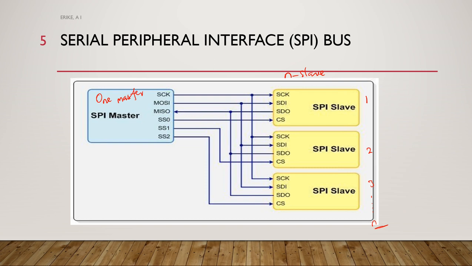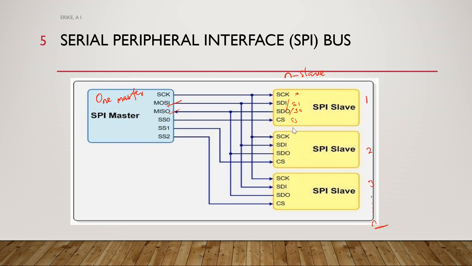So SPI requires 4 signal lines for communication, which are the master out, slave in, which you call the slave data in. You have the master in, slave out, or you call it SDO or SO. All right. Then we'll have the clock signal. And then we have the slave select. Okay. So that is the 4 basic signals that we have there.